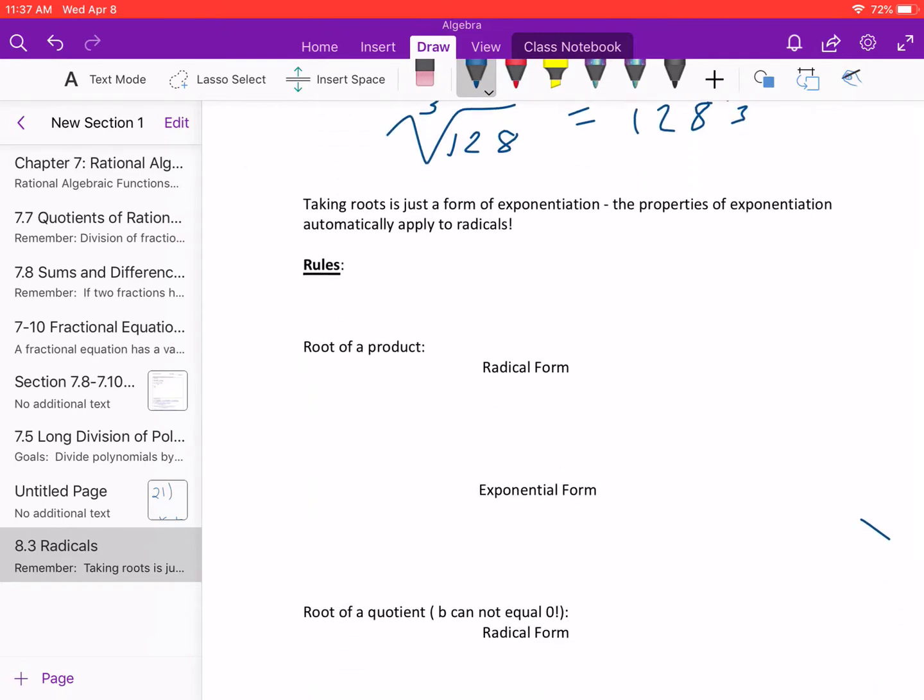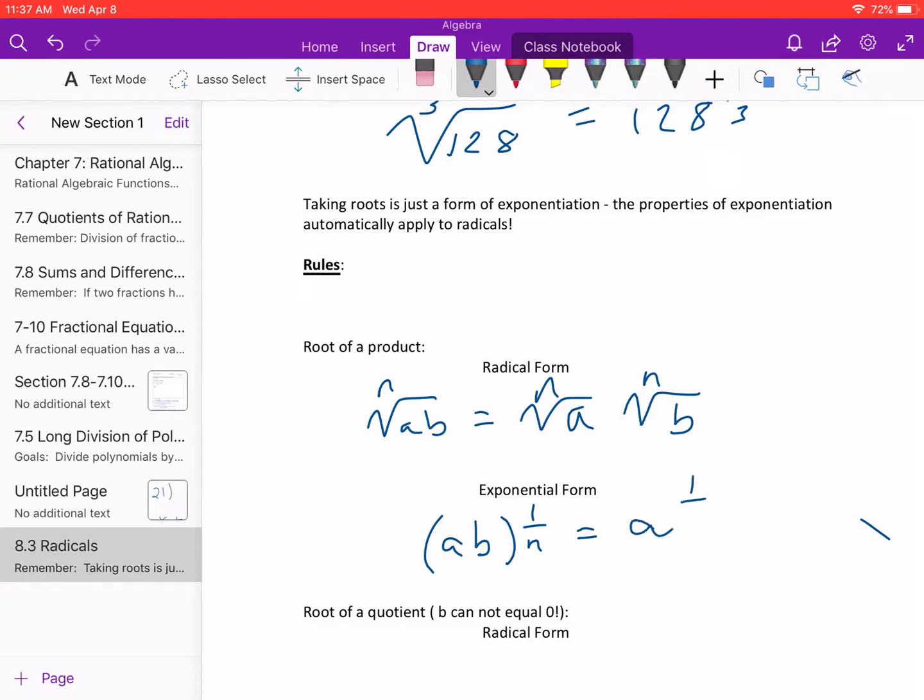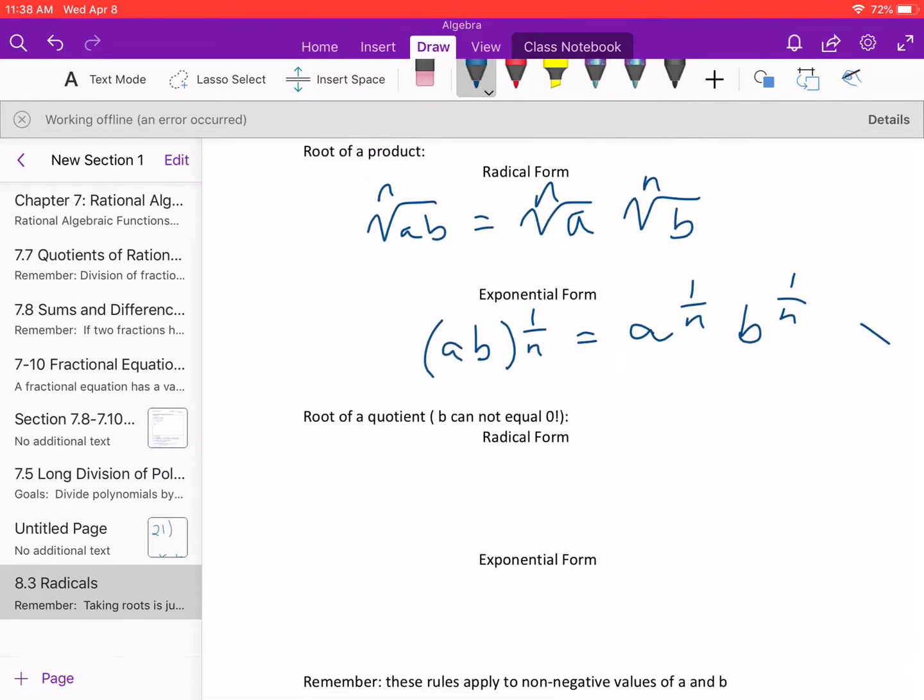So first, the root of a product. In radical form, the nth root of a times b is the same thing as taking the nth root of a times the nth root of b. And in exponential form, that rule looks like this. A times b raised to the 1 over nth power is equal to a to 1 over nth times b to 1 over nth. Those rules we've already seen this year, only it's going to look a little bit different in radical form.